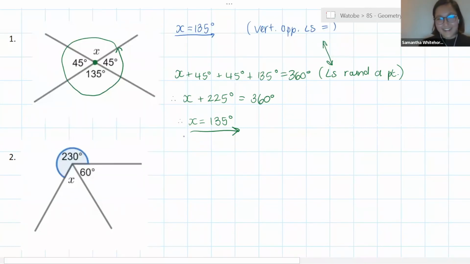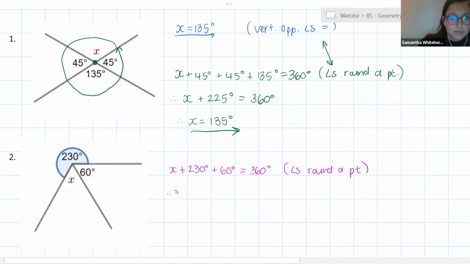So, ma'am, first I said x plus 230 plus 60 would equal 360 degrees. And I think the reason is angles around a point. Perfect. And then after that, ma'am, I said x would equal 360 minus 290, because I added 230 and 60. And then x would equal 70 degrees. Okay, I'm keeping up. It's equal to 70 degrees.